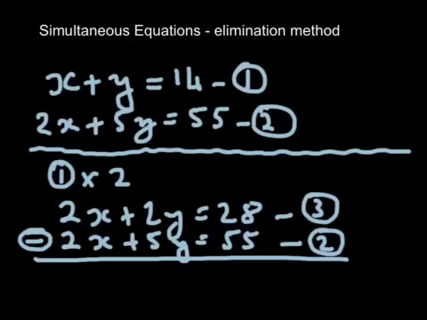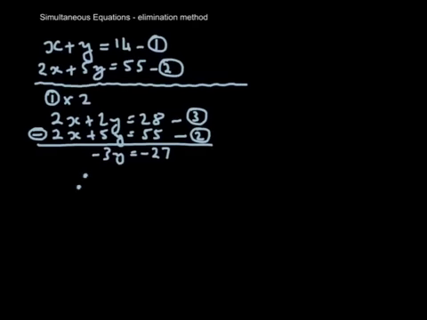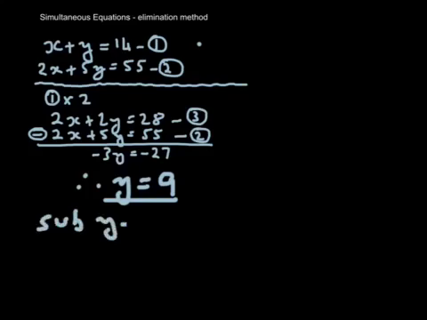And so then I go to 2y, subtract 5y equals negative 3y. And 28 take 55 is negative 27. Okay, so dividing both sides by negative 3, I'm going to discover that y is equal to 9. Now you can probably imagine what happens next. I'm going to substitute y equals 9 into the equation of my choice. Equation 1's looking quite good at the moment. So I'm going to say substitute y equals 9 into equation 1.